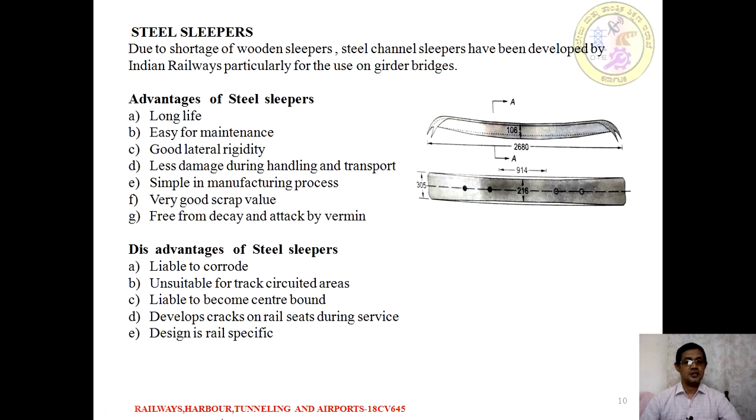The first is corrosion. As we know, moisture variation and temperature form corrosion. Steel is a material that is easily corroded, so it is unsuitable for track circuited areas. It is liable to become center bound, it also develops cracks at the rail seat during its lifespan, and the design is rail specific.